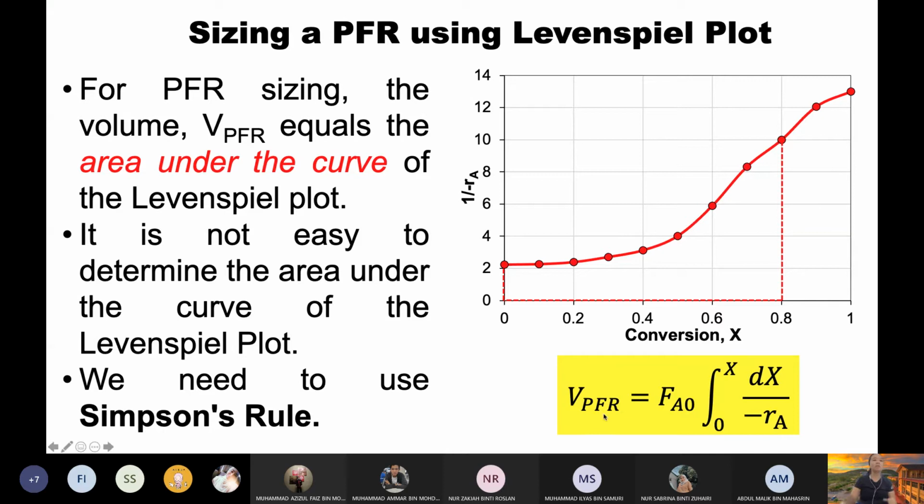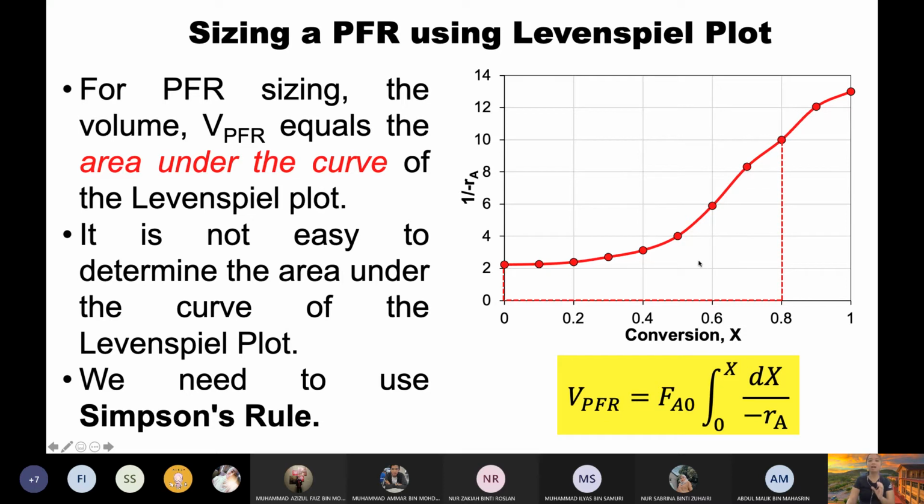However, in the case of a PFR, if you look at the equation, the volume of the PFR equals FA0 integration from 0 to X of dX per minus RA. Or in the form of the Levenspiel plot, the volume of the PFR is the area under the curve. Whereas for the CSTR it was the area above and below the curve, a rectangle.